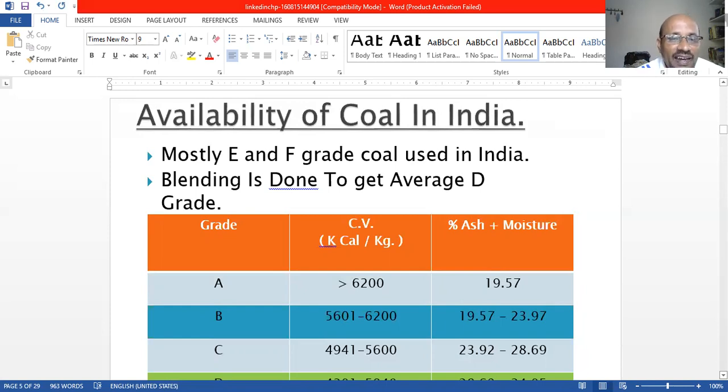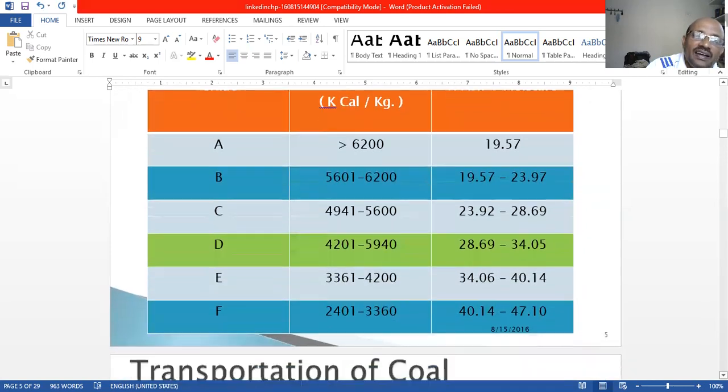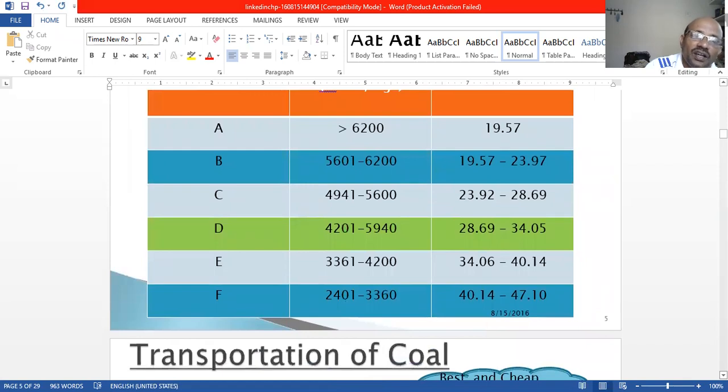So what is the A grade? Greater than 6,200 kcal per kg, with ash of 19.57. In that ash we also have moisture content. What is the B grade? 6,200, and the ash content will be a maximum of 23.97. Another grade, the C grade. What is the calorific value of that one?